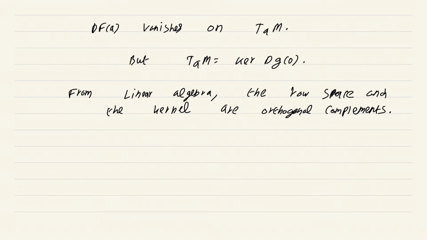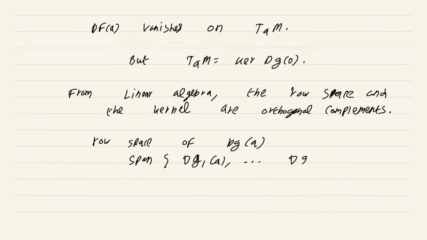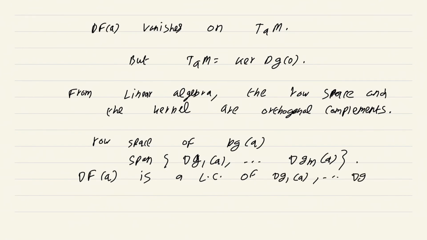Okay, now what is the row space? What is the row space of dg_A? Well, if you write down the matrix of dg_A, you know that the row space of dg_A is nothing but the span of grad g1 at A, through grad gm at A. Now, what do we ultimately want to show in terms of gradients? We want to show that the gradient of f at A is a linear combination of grad g1 at A, through grad gm at A.